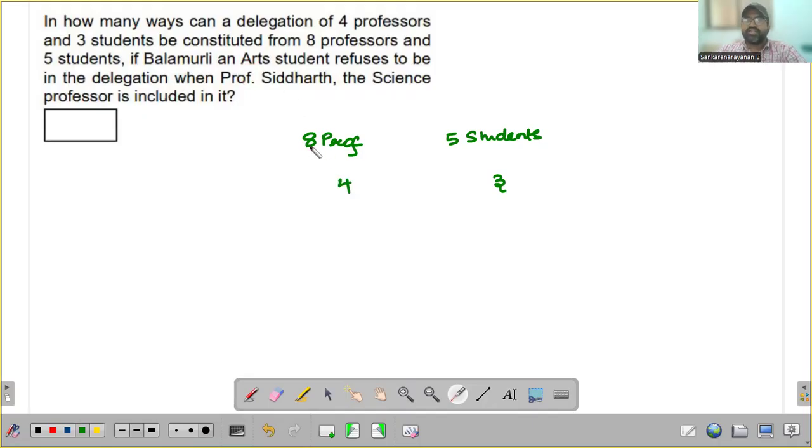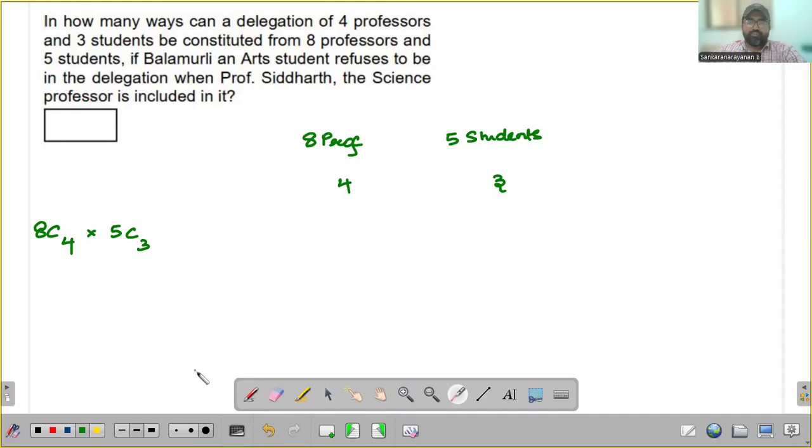So we can see that there are 8 professors and 5 students. You have to first consider selecting 4 professors and 3 students. The number of ways we can do it will be 8C4 into 5C3. In total, 8C4 into 5C3, this many number of ways we can constitute this delegation.